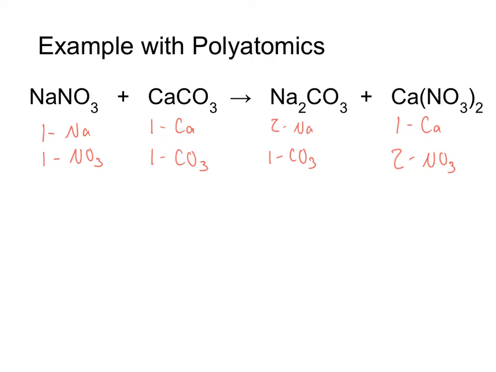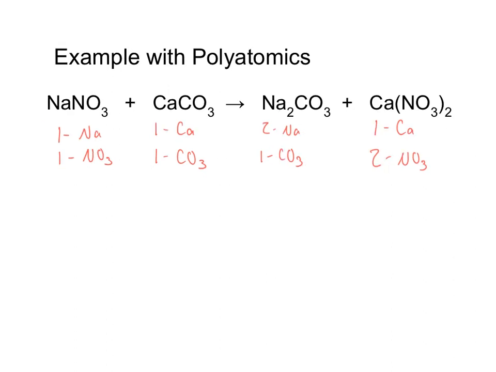And so, in order to balance this, I can see that I'm going to need 2 Nas over on my reactant side, and I'm also going to need 2 NO3s, making this very easy to balance by simply adding a 2 in front of my NaNO3. I now have 2 Nas and 2 NO3s on my reactant side. Now it is a balanced equation.